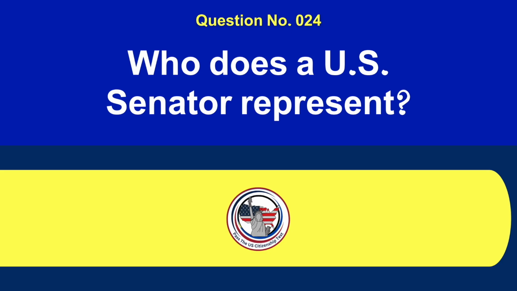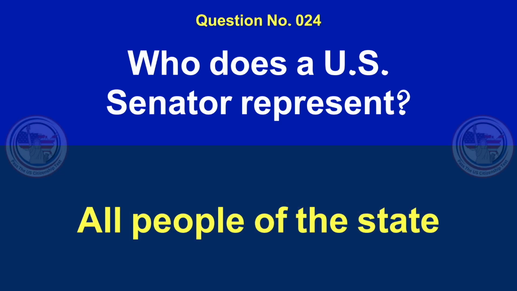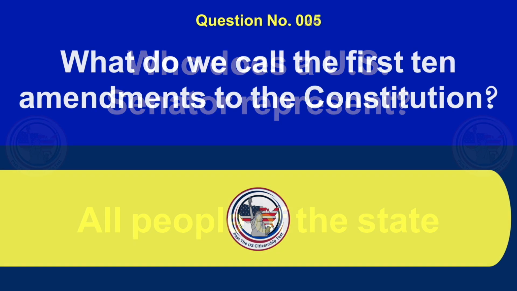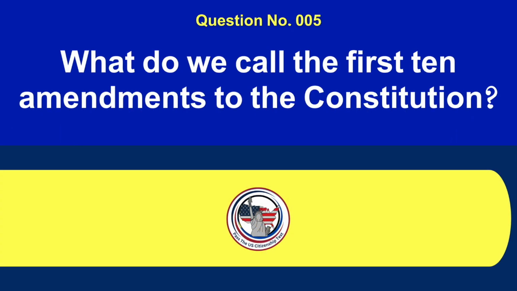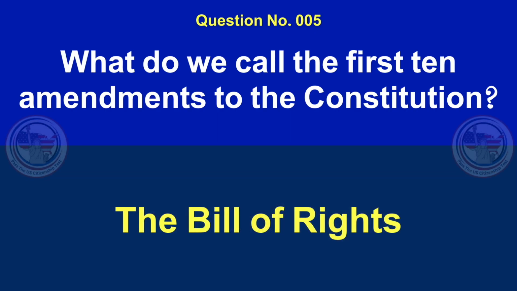Who does a U.S. Senator represent? All people of the state. What do we call the first 10 amendments to the Constitution? The Bill of Rights.